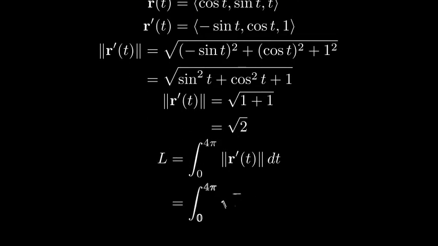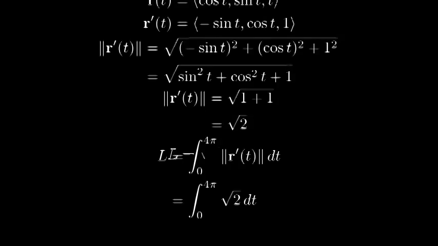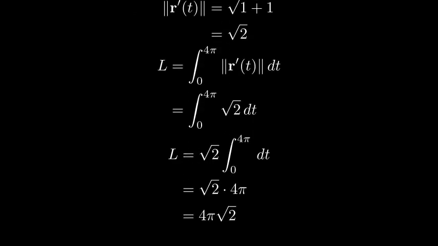Therefore, the arc length from t equals 0 to t equals 4 pi is the integral from 0 to 4 pi of square root of 2 dt. Since square root of 2 is constant, this evaluates to 4 pi times square root of 2. This makes sense intuitively. In each turn of the helix, we travel once around a circle of circumference 2 pi, while also moving up a distance of 2 pi along the z-axis. Using the Pythagorean theorem, each turn has length 2 pi times square root of 2, and we make 2 complete turns.